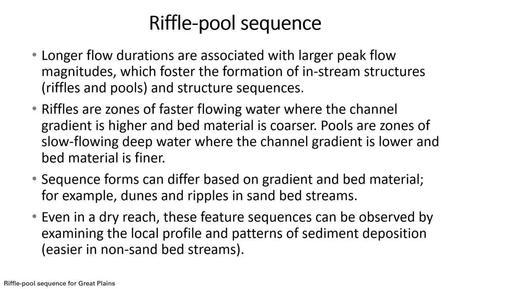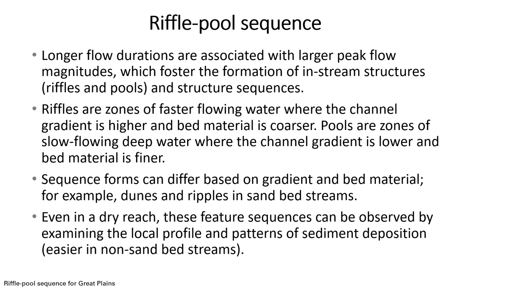Longer flow durations are associated with higher peak flow magnitudes, and these magnitudes foster the formation of riffles and pools and how they vary along the length of an assessment reach. Riffles are zones of faster flowing water where you have coarse substrate and a somewhat higher gradient. Pools have slower water movement, and they tend to be deeper with finer bed material.